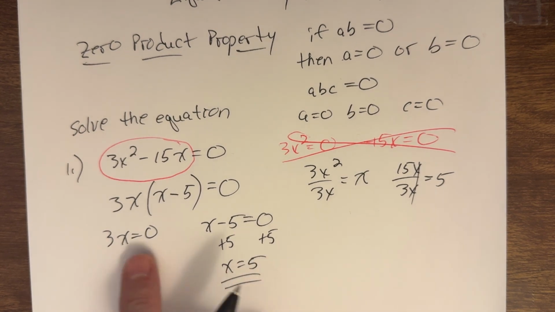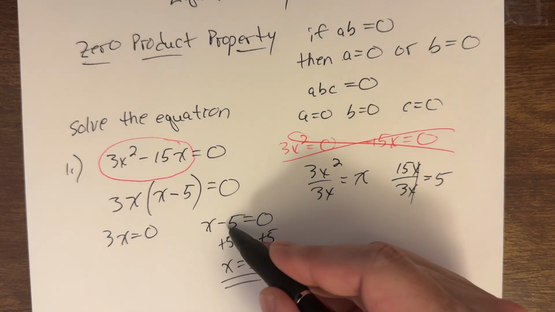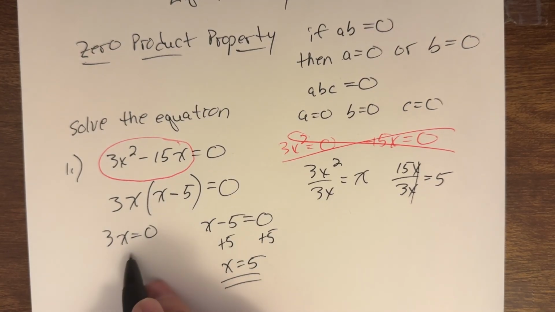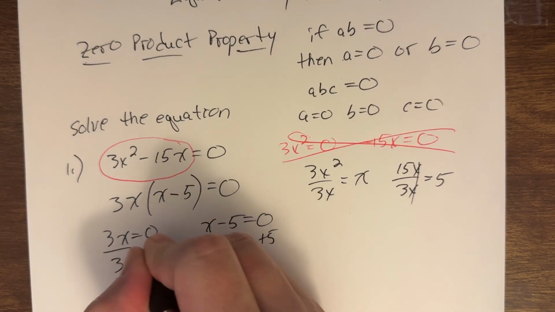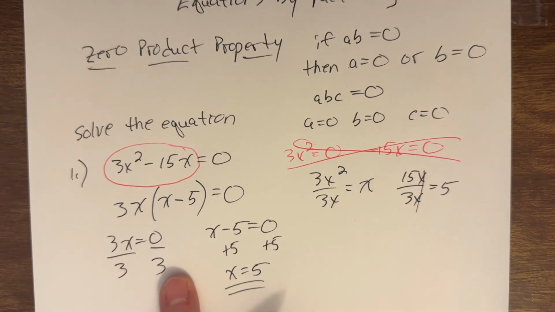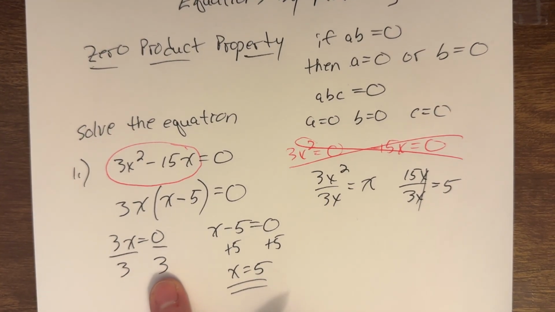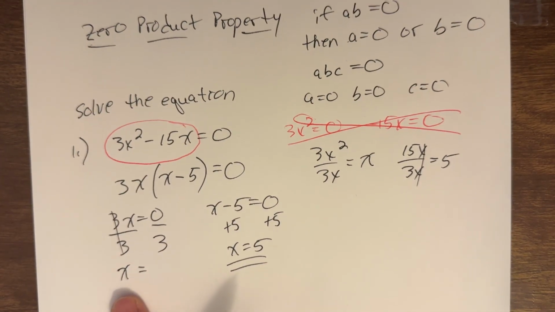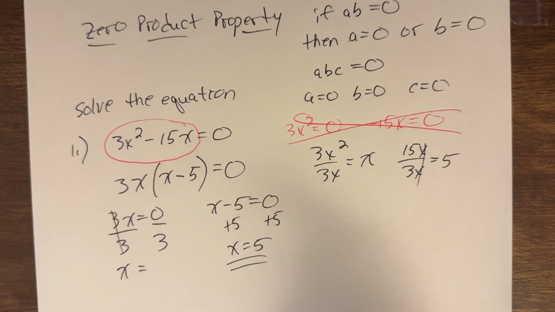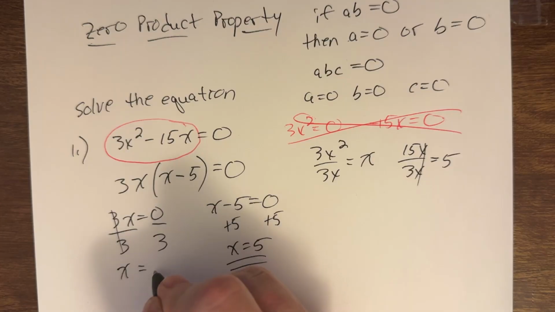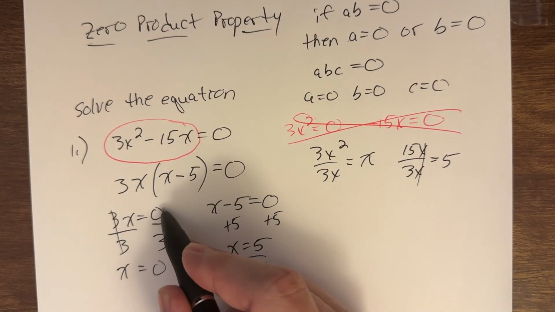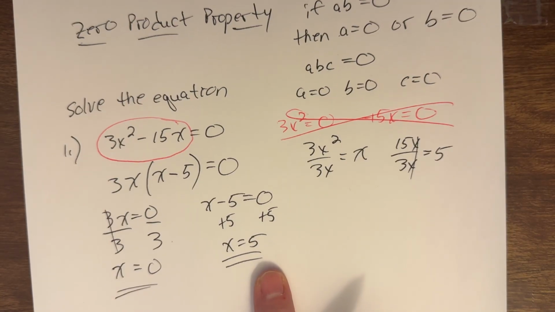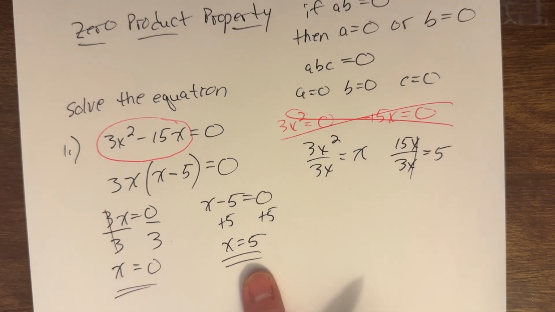But note the difference in the connections, folks. This is addition subtraction, hence we're using the opposite here. This is multiplication. I'm dividing both sides by 3 to finish solving this one. And on the left side, the 3's cancel. I'm left with the x. The right side, 0 divided by 3. I know it looks funny, but 3 times what gives you 0? 0. We got two solutions. X is 0, x is 5.